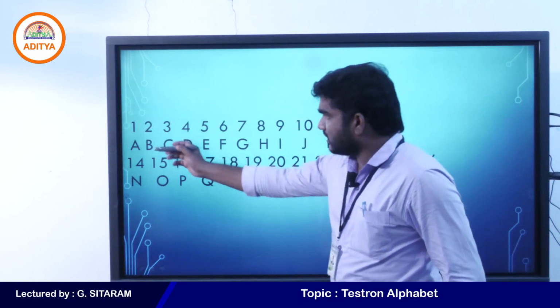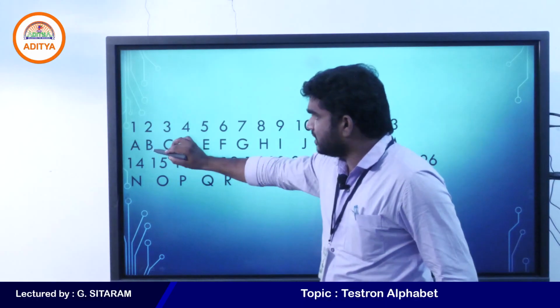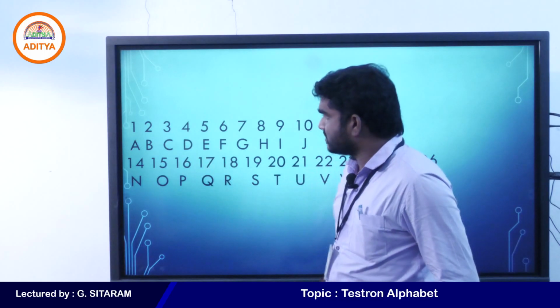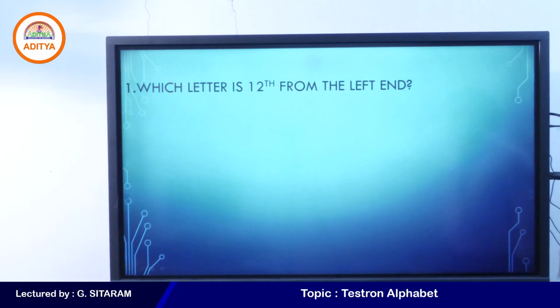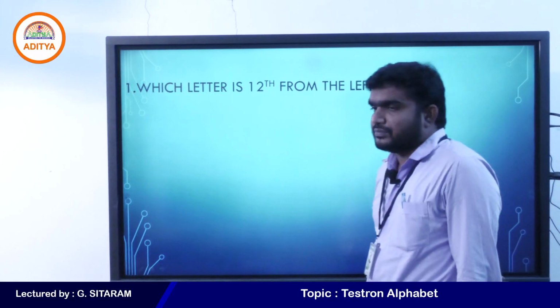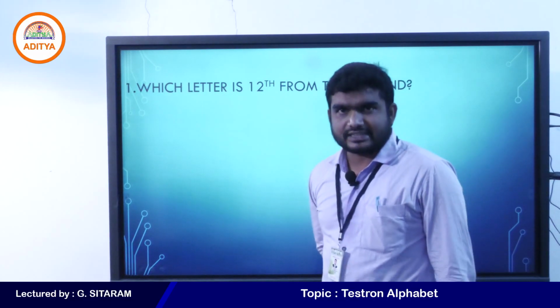All these values are taken like this. A's place value is 1, B's place value is 2, C's place value is 3. Then let's move on to the first question. Which letter is 12th from the left hand? The first example is like this.